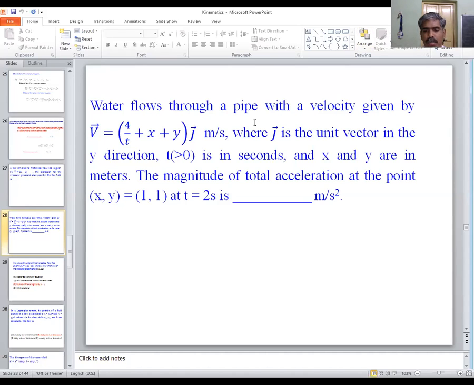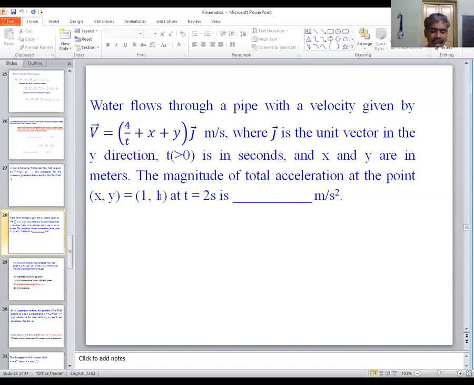Water flows through a pipe with a velocity given by v vector equal to 4 by t plus x plus y in the j vector, unit vector, meter per second. But j is the unit vector in the y direction, t is greater than 0 in seconds, x and y are meters. The magnitude of total acceleration at the point x, y, that's 1, 1, and t equal to 2 seconds is what? That's the question asked.